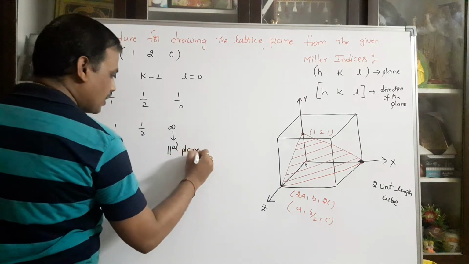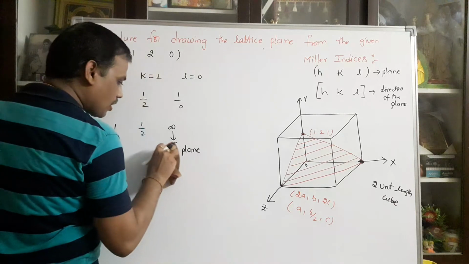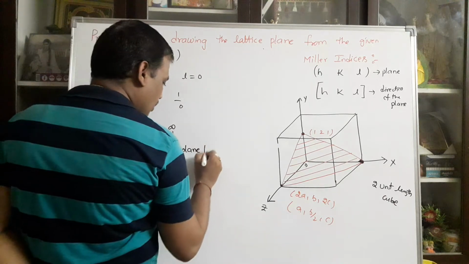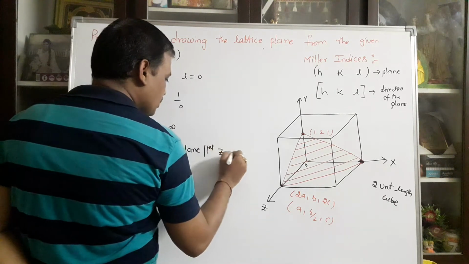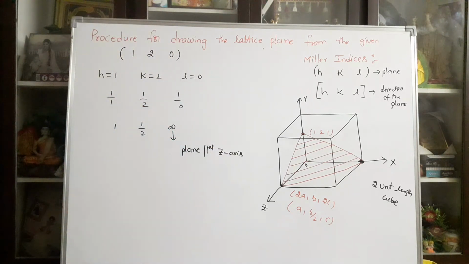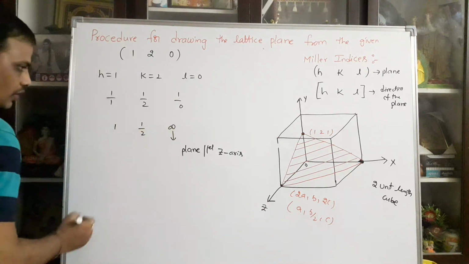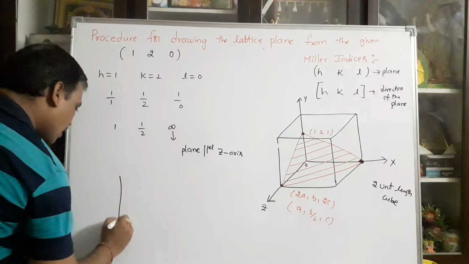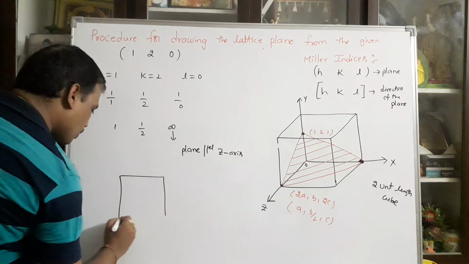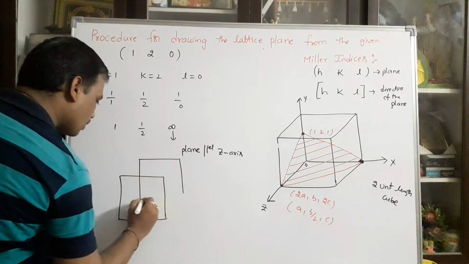You can draw the plane parallel to the z-axis. Already we know that infinity indicates the parallel plane indices. So our intercepts are 1, 1 by 2, and infinity. So you can draw the lattice plane. I am taking a 1 unit cubic structure. The length of the cube is 1 unit, like this.